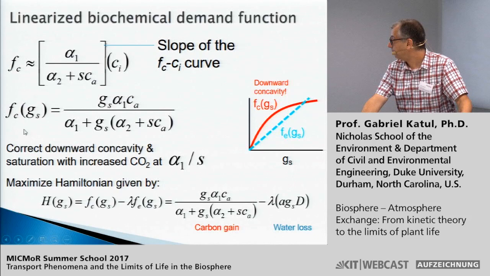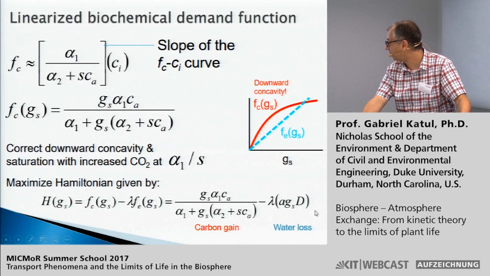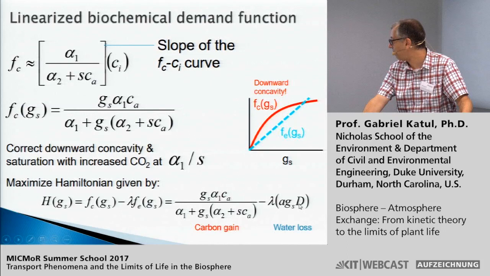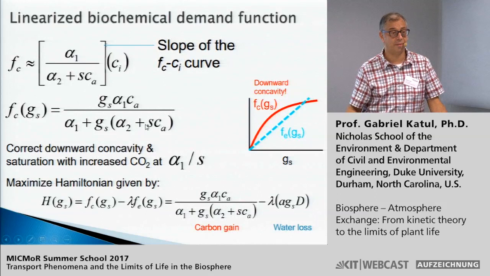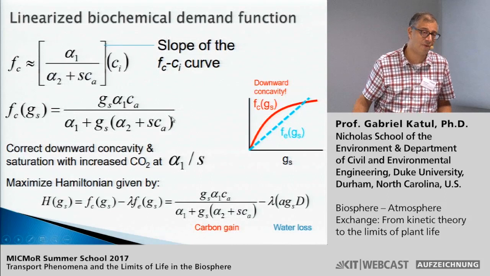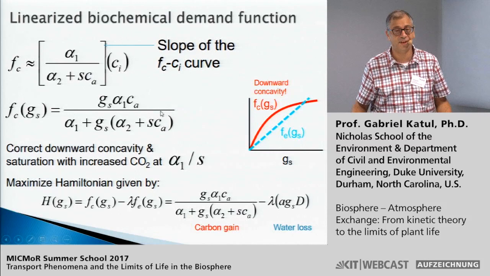But now that we have the supply function dependent on the control variable stomatal conductance, we plug this back into the Hamiltonian. Now we have the carbon gain strictly dependent on the stomatal conductance, the water losses, based on Dalton's law, dependent on stomatal conductance and vapor pressure deficit. Now we have the Hamiltonian completely described by stomatal conductance. Now we can do some math on it, basically. And the math is pretty straightforward. All we need to do is just differentiate it with respect to stomatal conductance, set the outcome to zero, and solve for the stomatal conductance that makes the Hamiltonian maximum.